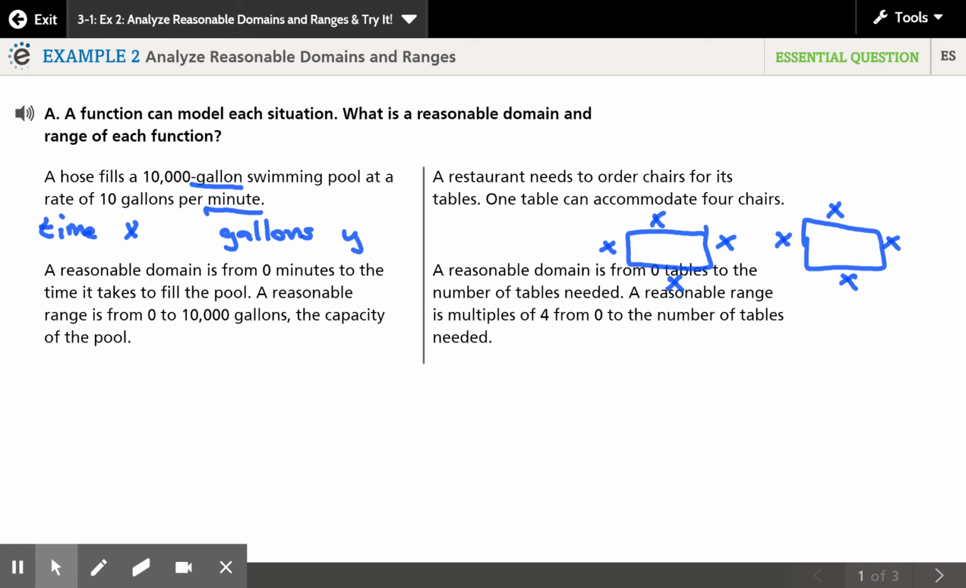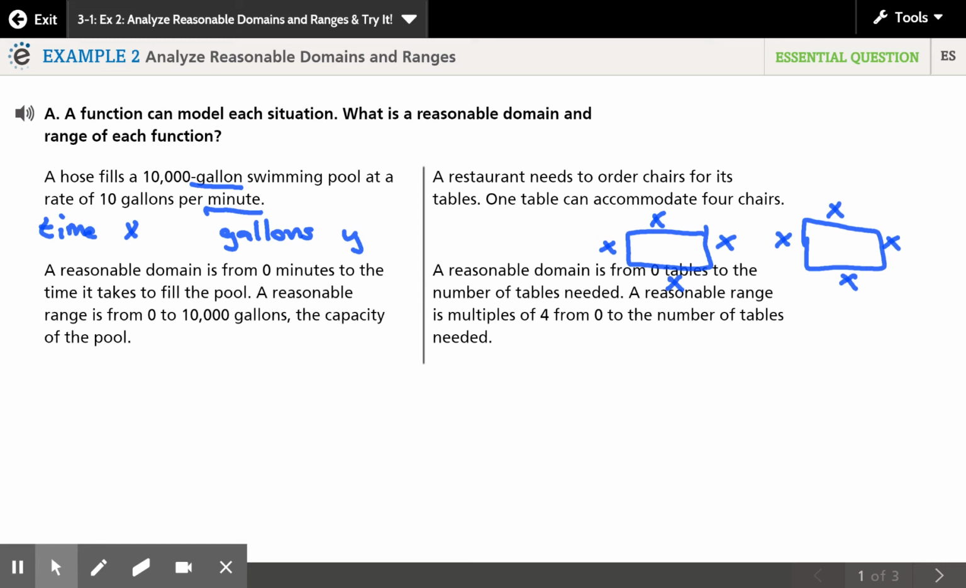Now think of the restaurant situation. A reasonable domain is from 0 tables to the number of tables needed. So once again, this is a very vague situation. We're not doing it exactly. So it depends on how many tables. And then a reasonable range is the multiples of 4, from 0 to the number of tables needed.